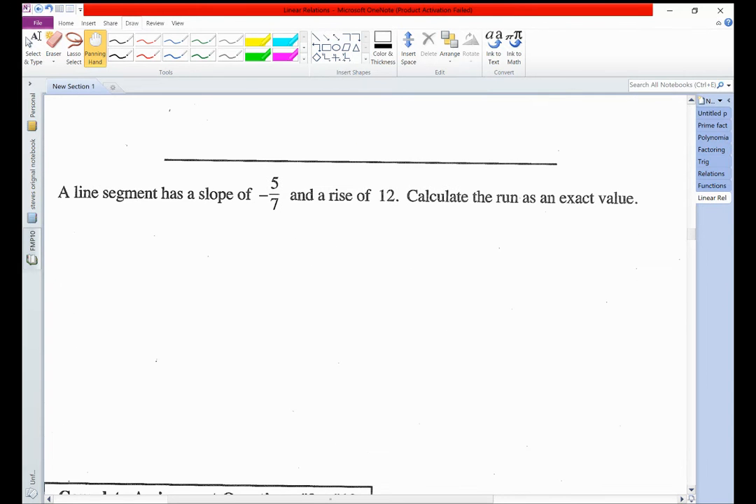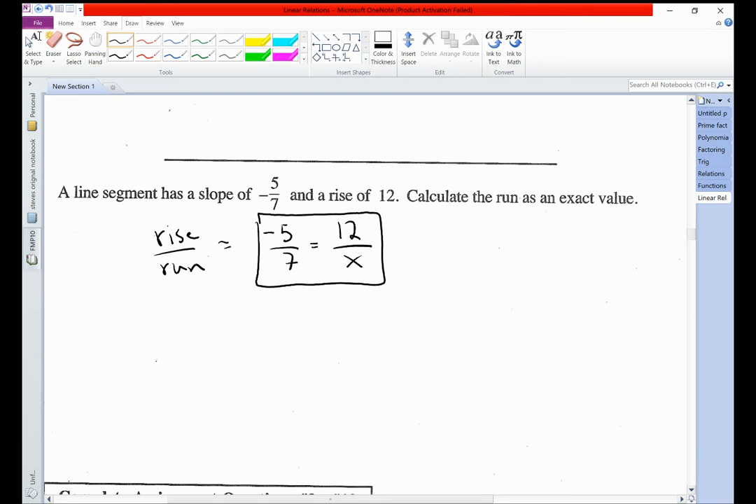Okay, so here's a question. A line segment has a slope of -5/7 and a rise of 12. Calculate the run as an exact value. So we know slope is rise over run, and we know that our slope is -5/7. We also know that our rise is 12, and we don't know the run. So we've got an equivalent fraction here. So what we can do is either use algebra to get x by itself, or we can cross multiply and divide. I don't know if you remember that.